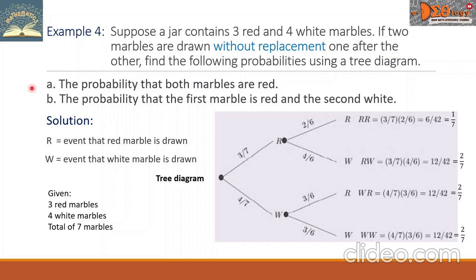Now we answer letter A. The probability that both marbles are red. That means it is RR. Our answer here is 1/7, so that is the answer. Letter B. The probability that the first marble is red and the second white. So this corresponds to RW. We have the answer here, 2/7. So we write the corresponding answer opposite letter B. These are now the answers.